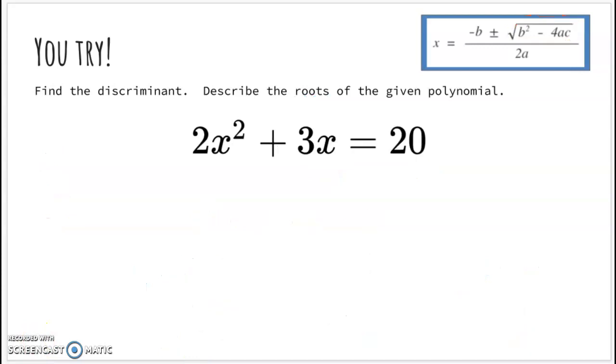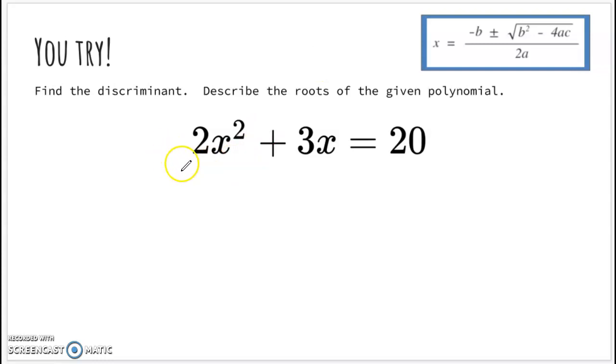All right, let's take a look at another one. I'm going to challenge you right now to go ahead and pause the video. Try this problem on your own. See if you can describe the roots of the given polynomial. And then we'll come back in a minute. All right, so you've just unpaused the video.